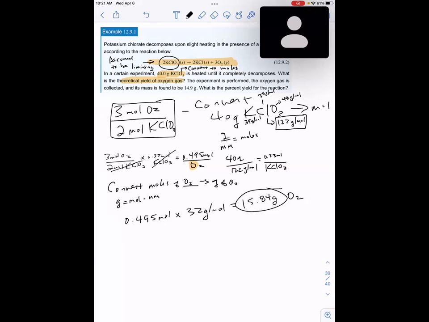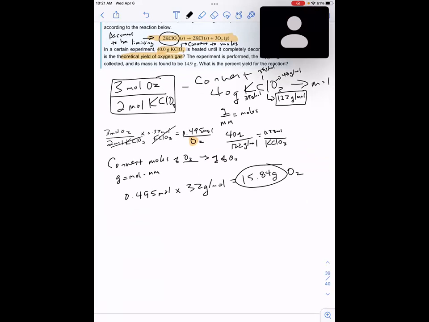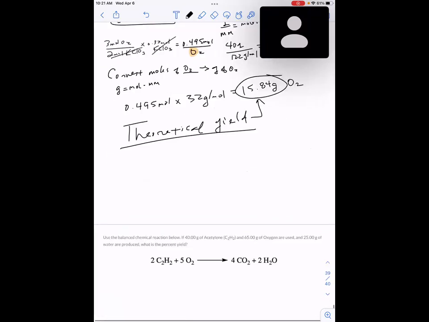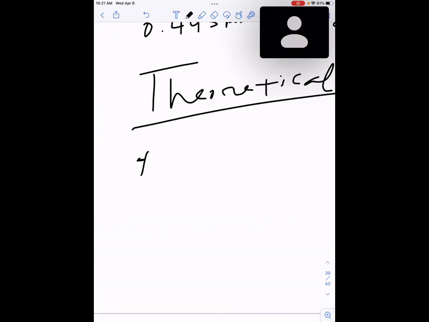All right. So that is 15.84 grams of oxygen. So now that's my theoretical yield. It's 15.84 grams. That's if everything gets converted. Now, how do we calculate percent yield? Percent yield is different. That's why the theoretical yield has to be in grams.